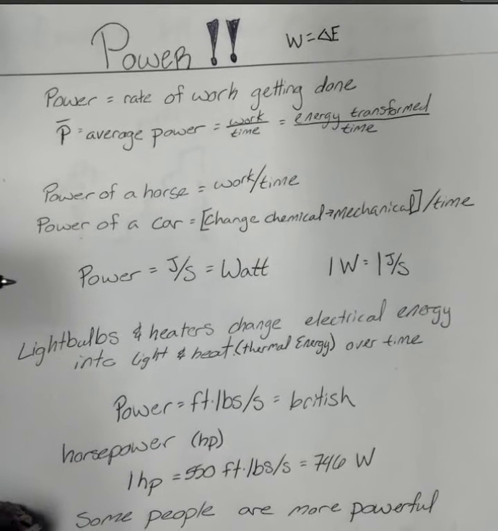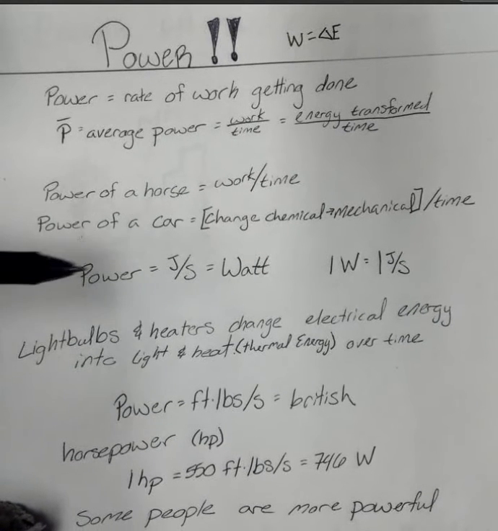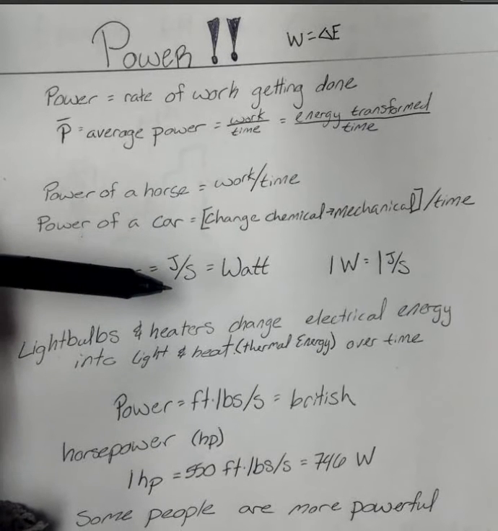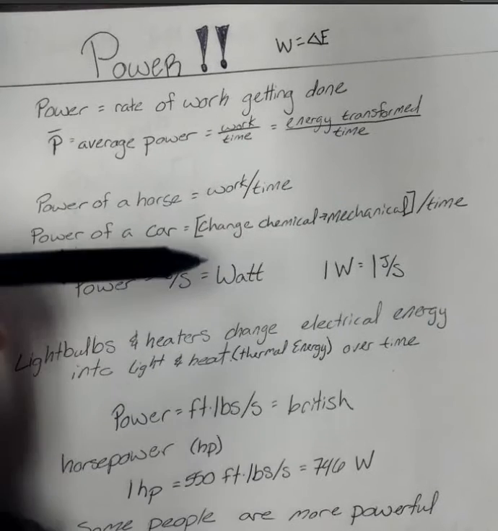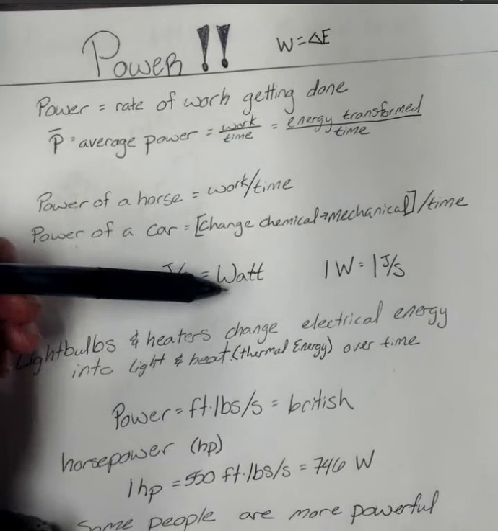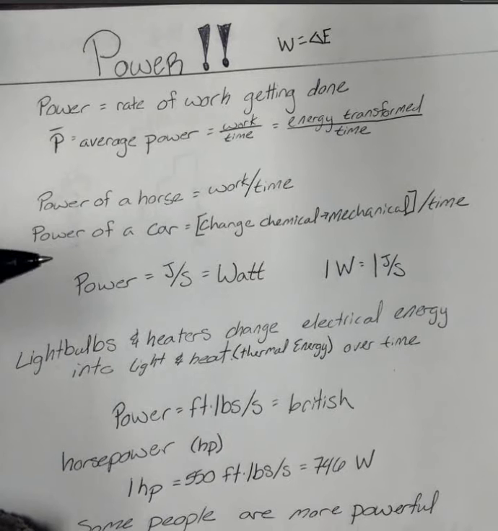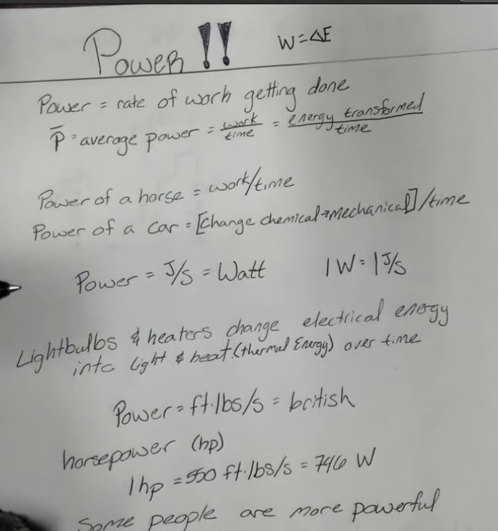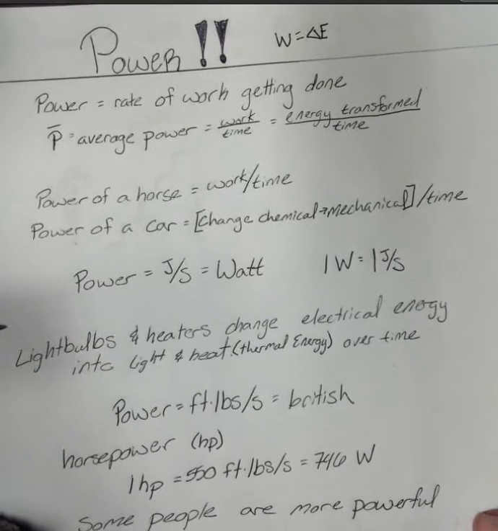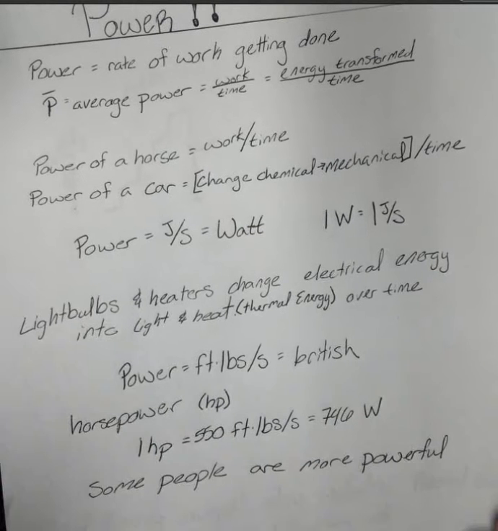So power has a unit. It's joules per second. All right, so it's the work or the energy over time, so joules over seconds, which is given its very own unit of a watt. A 1 watt is equal to 1 joule per second. You've probably heard of wattage before when we've talked about light bulbs or heaters or anything getting used in your house. Light bulbs and heaters change electrical energy into light and heat, which is thermal energy, over time. So that means that your house uses energy, and the rate at which it uses that energy is the power that your home requires.